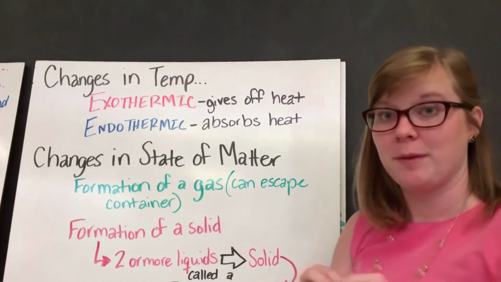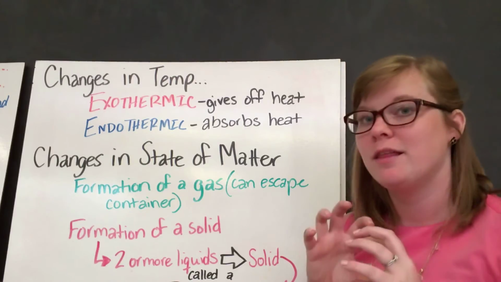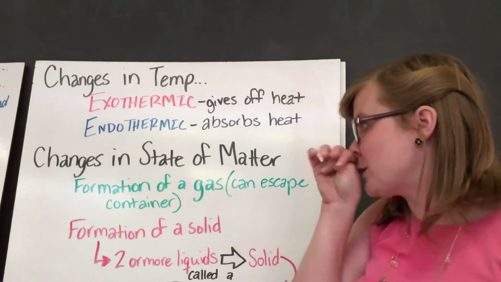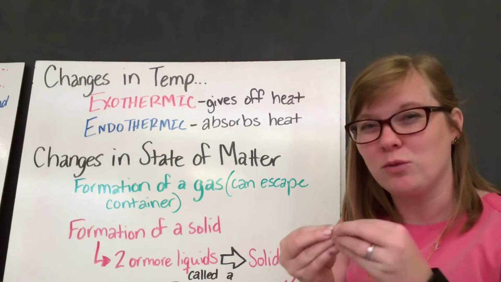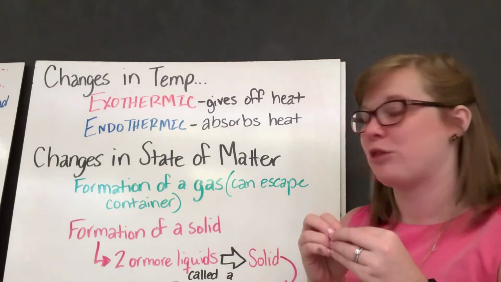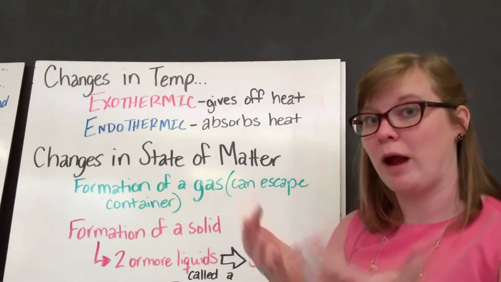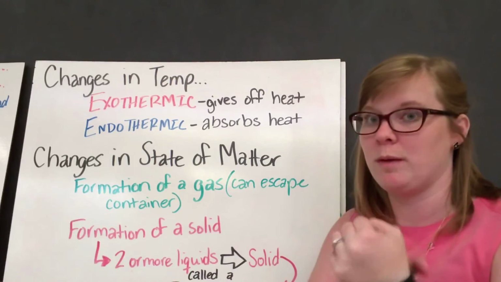And then endothermic reactions are going to absorb heat. So these actually have the power to freeze their surroundings. If you've ever put salt on an ice cube, it gets really cold. That's because salt and ice have an endothermic reaction. It makes the surrounding area much colder because it's absorbing all the heat.